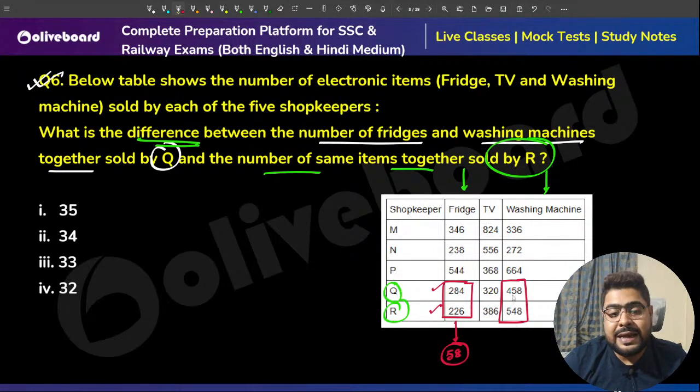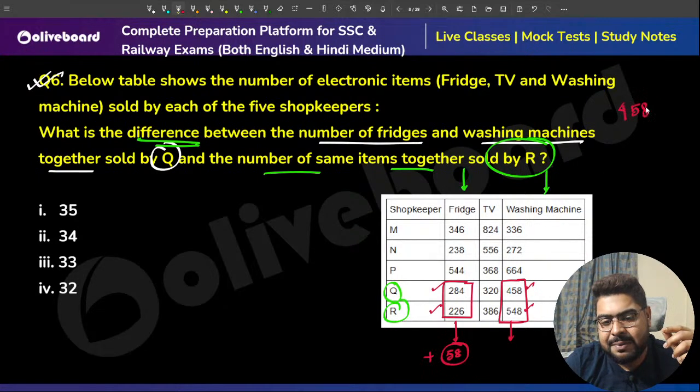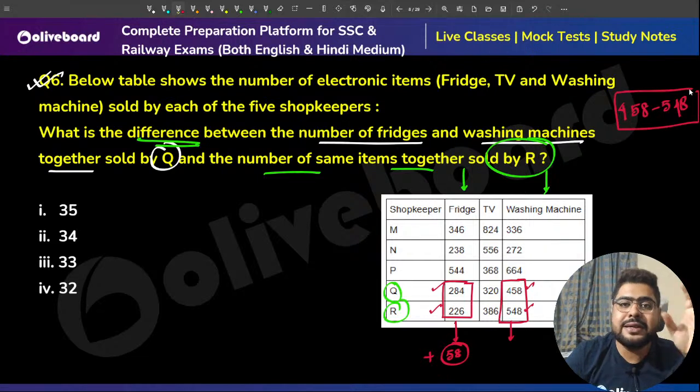No problem. Now here also, that means this is plus 58. Here also we should take the same. So now this is bigger, so I'll be doing 548 minus 458. Otherwise, you will end up getting some weird answer.